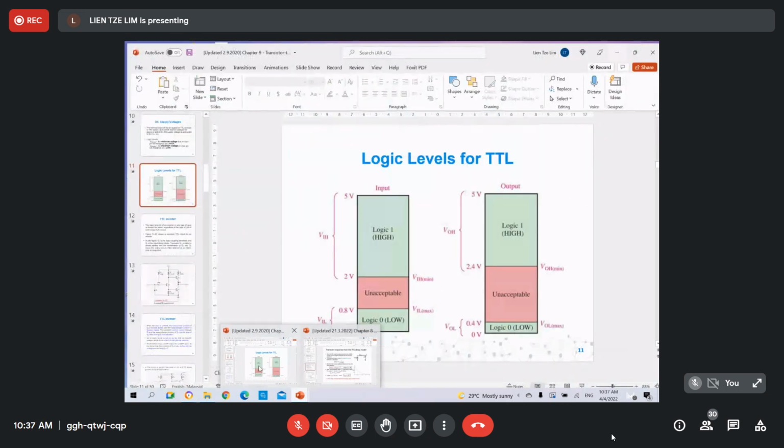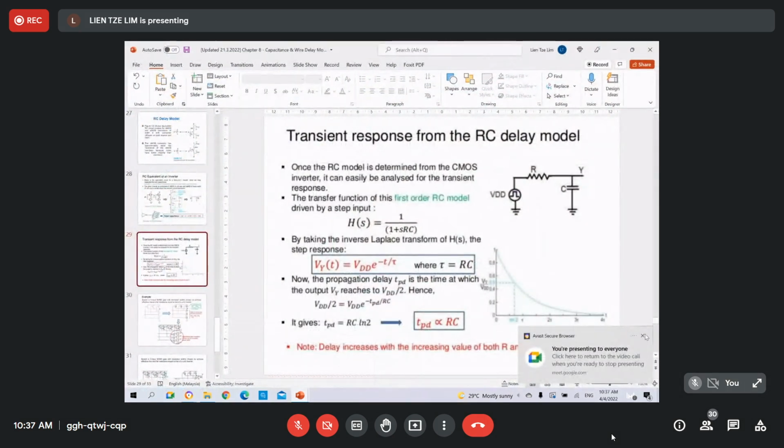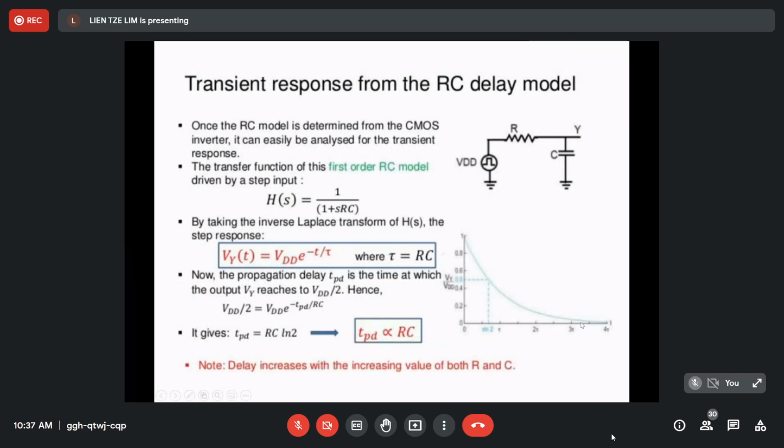Okay, I will continue my lecture from the last topic. Last week I stopped here. I'm going to continue with the transient response from the RC delay model. There are a few slides I need to finish, and I will finish them today.